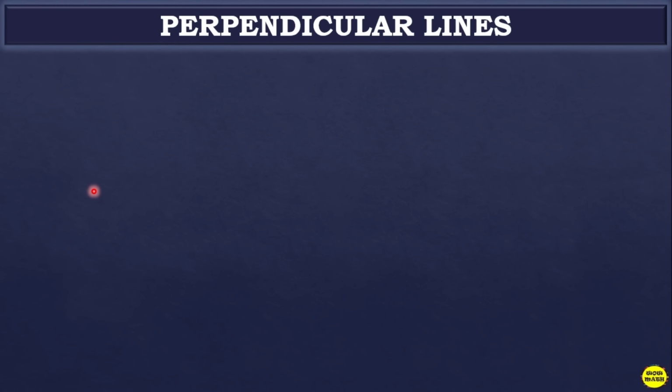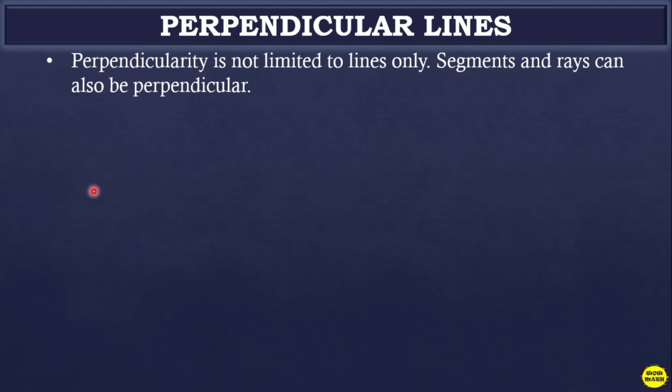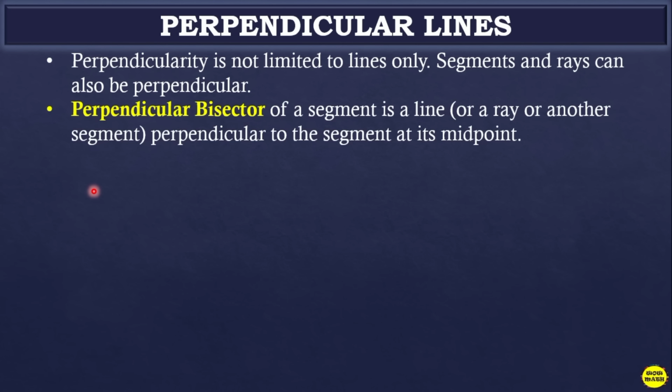Now, let's talk about perpendicular lines. Ano ba ang difference ng perpendicular lines sa perpendicular bisector? So, perpendicularity is not limited to lines only. It can be as segments or rays. So, pwede rin po silang magamit natin for us to form perpendicular lines. And then again, kagaya nga ng binanggit natin sa mga previous slide and construction, perpendicular bisector of a segment is a line. It can be a ray or a segment, which is perpendicular to the segment, another segment at its midpoint. So, therefore, pag sinabi natin perpendicular bisector, ang trabaho po nito is to bisect.